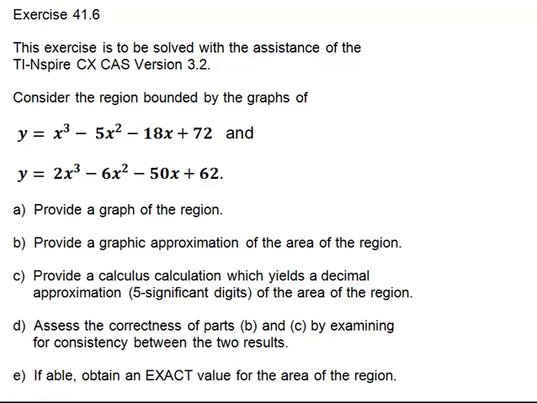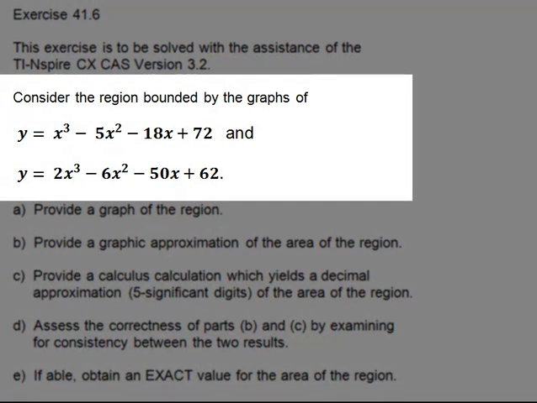Exercise 41.6. This exercise is to be solved with the assistance of the TI-Nspire CX CAS version 3.2. Consider the region bounded by the graphs of y equals x cubed minus 5x squared minus 18x plus 72 and y equals 2x cubed minus 6x squared minus 50x plus 62.